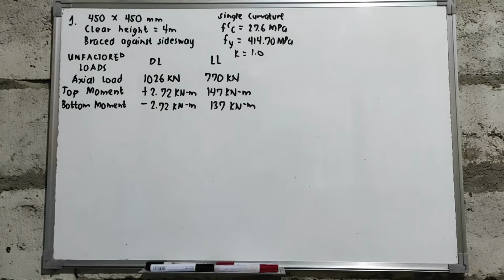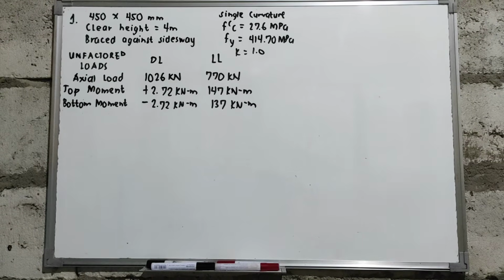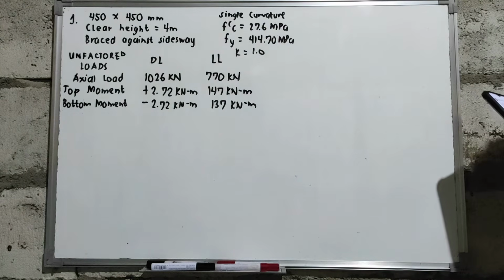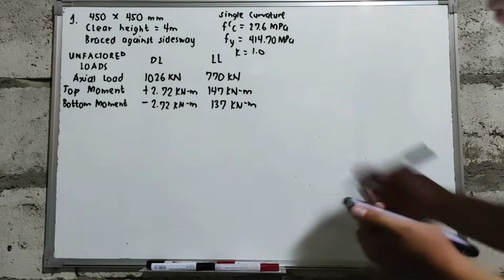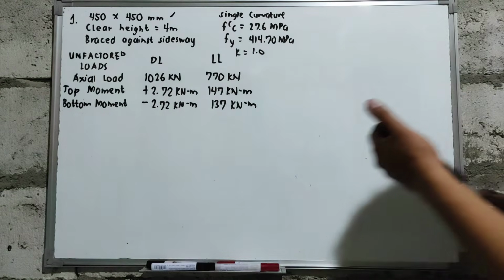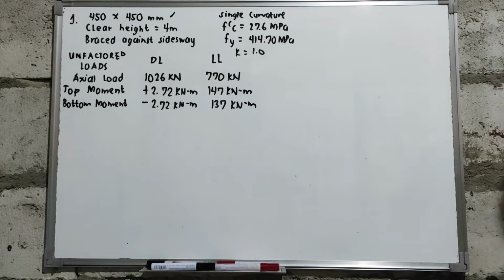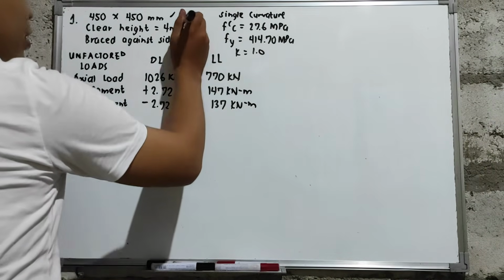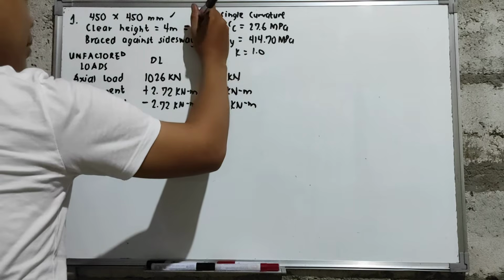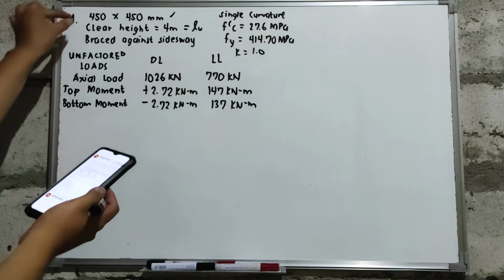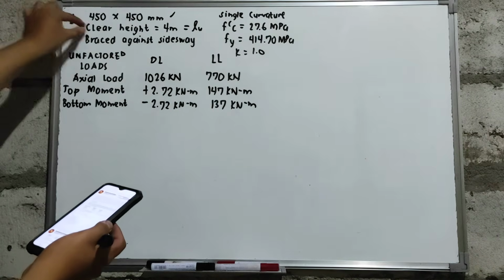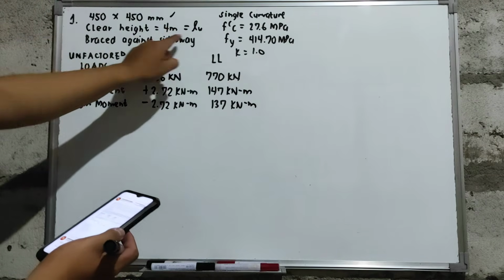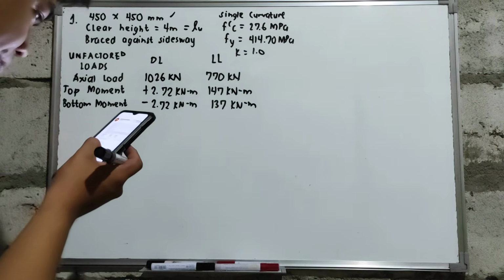So let us now discuss sample problem number 1. A reinforced concrete column of a multi-story concrete frame building has a dimension of 450 by 450 mm, with a clear height of 4 meters. This clear height is denoted by L sub U, because clear height is our unbraced length of 4 meters.